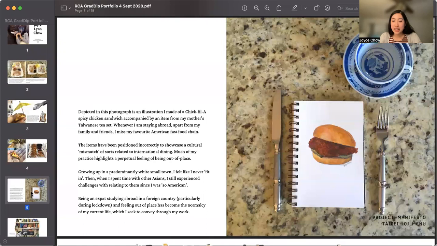I also did an illustration of a Chick-fil-A sandwich, which I really missed a lot when I was in the UK. And I also set up a fork and knife and a teacup, an Asian teacup. It was interesting because one of my RCA tutors said, "Oh, it's so unique, that interesting that you put the fork and the knife in the way that you did, which is not how it's traditionally seen." But I didn't even think about that when I put them down at first.